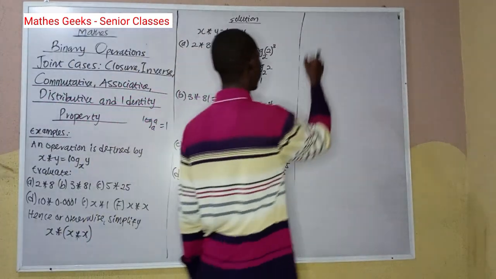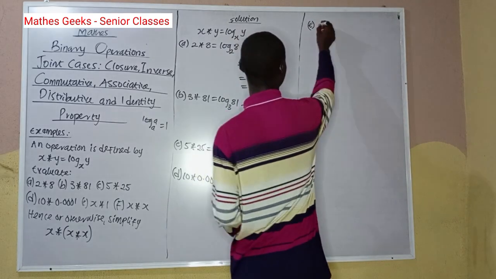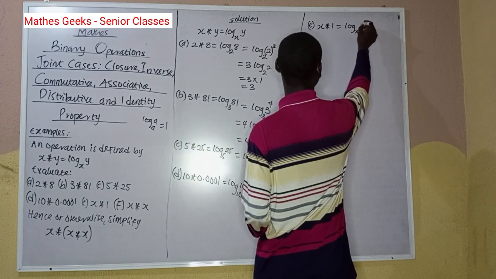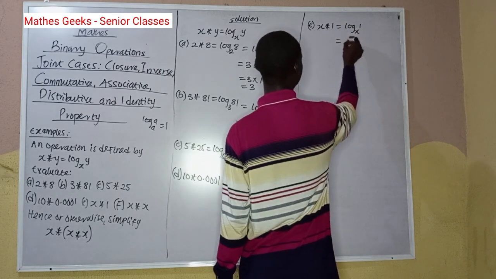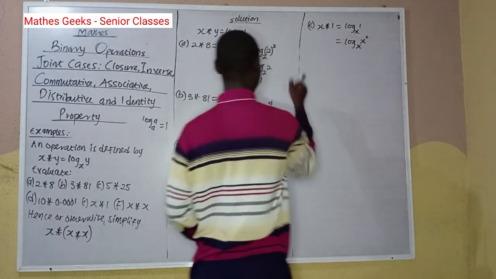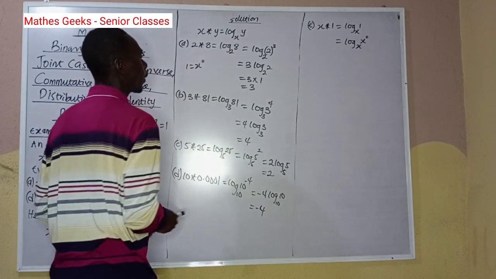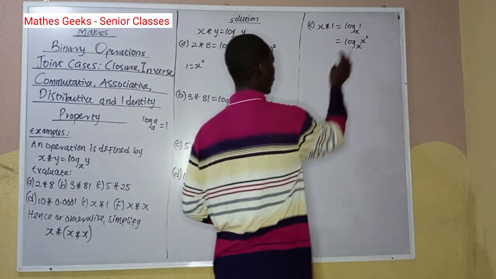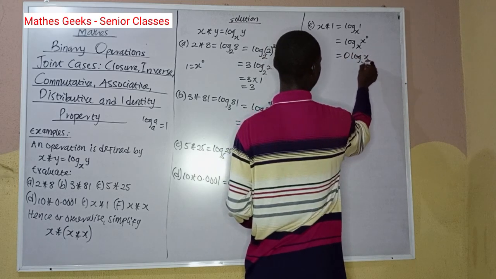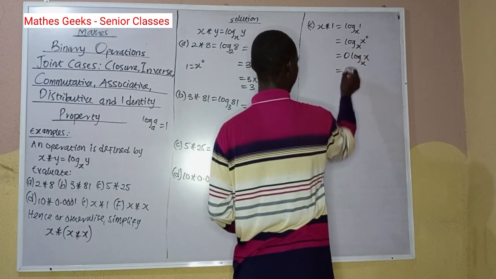E. Let's go here. E. 1 star x, which is log x to base 1. This is equal to log x is equal to 0. From logarithm or from indices, 1 to the power 0 is equal to 1. So that will give us 0 times log x. So log of x to base x is 1. So 0 times 1 is equal to 0.